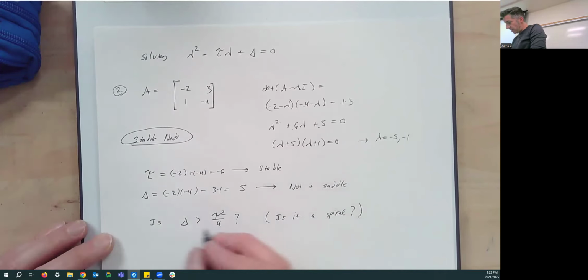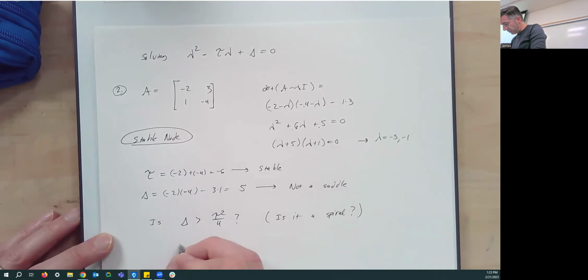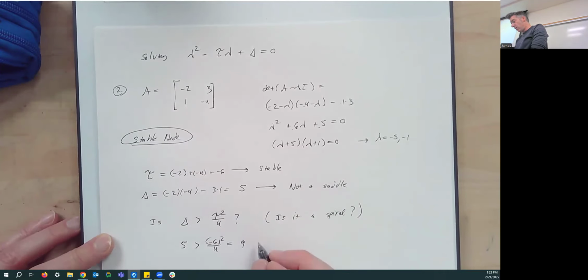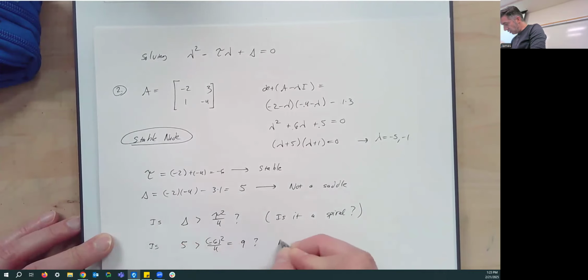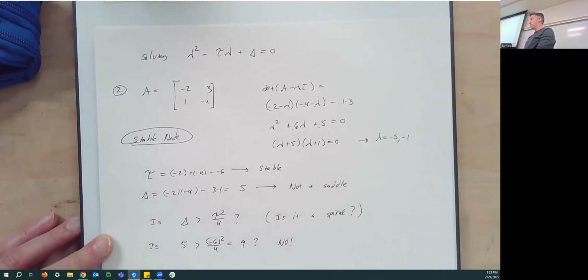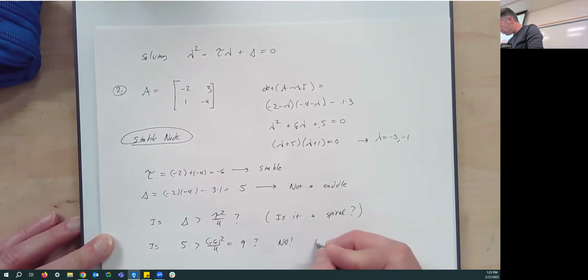So let's see. Is our determinant 5 bigger than -6 squared over 4, which is equal to 36 over 4, which is 9? Obviously not. No. So we're not in spiral. It's not a spiral. It's a node. We have a node.